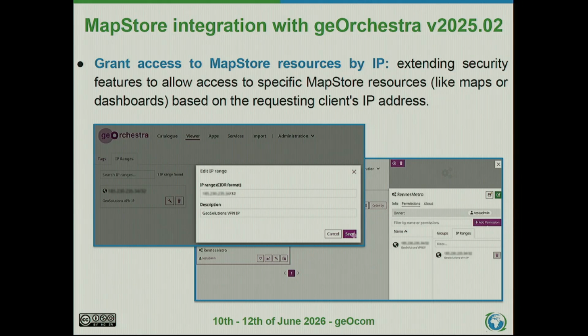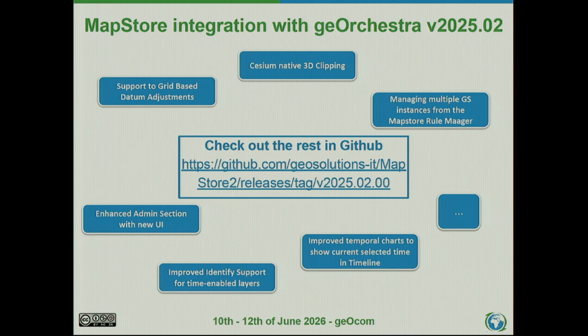As part of the MapStore tier for managing permissions of MapStore resources, we have included, for example, the ability to grant access to MapStore resources by IP, so you can define it. Of course, in geOrchestra, so far you always defined rules by groups, for example. Now you can define rules to limit access by IP ranges. There are, of course, many other functionalities that can be very interesting depending on the context.